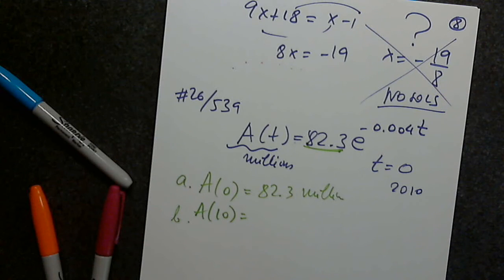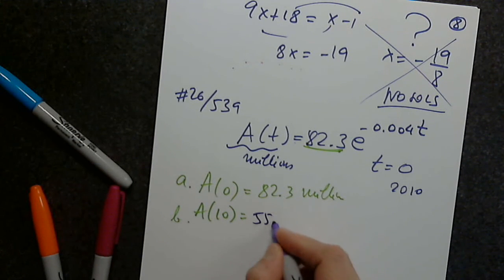So let's double check. So let's put it in. And I have 82.3 times e raised to, and in parentheses, negative 0.04 times 10, close the parentheses, and I get, 10 years later, 55 million.